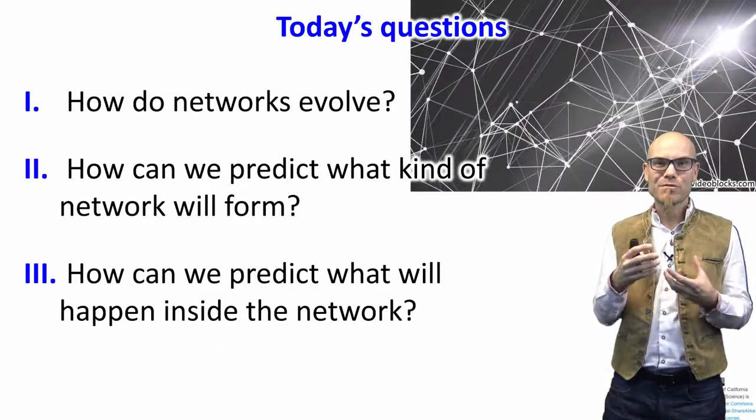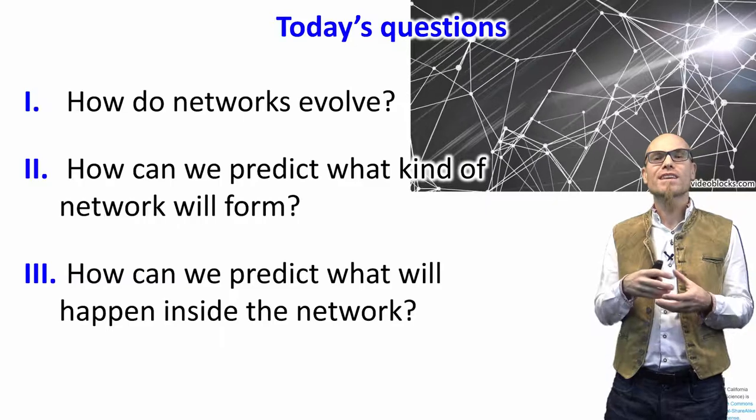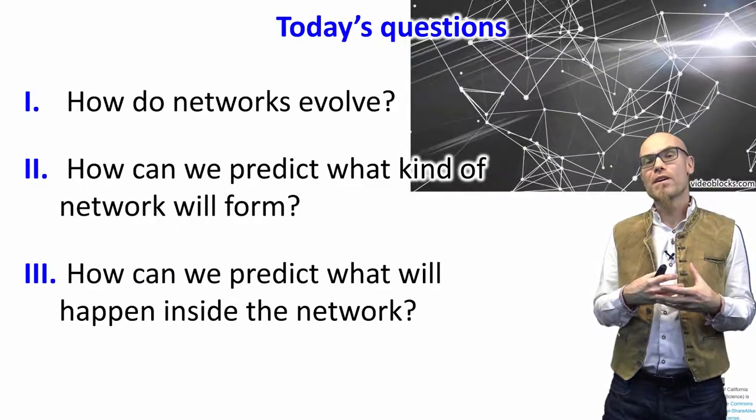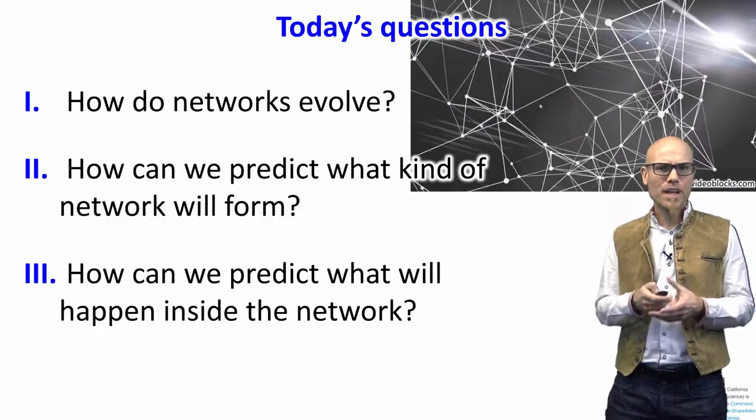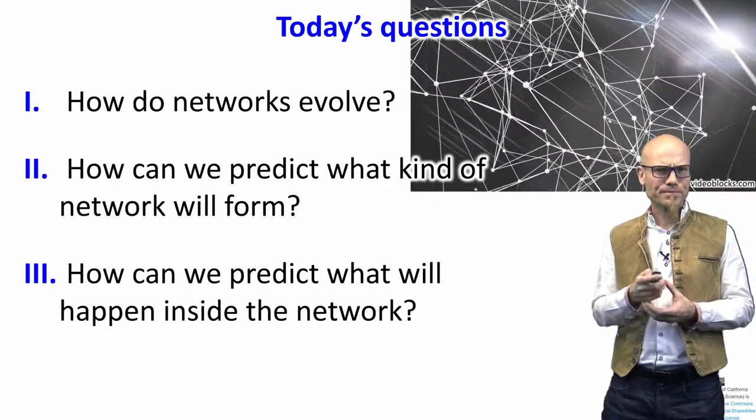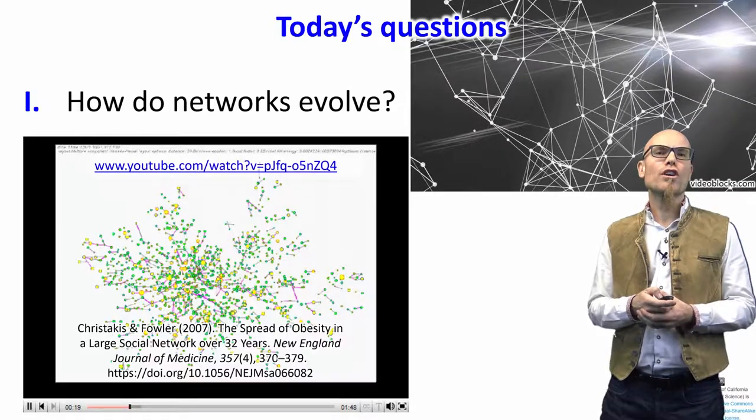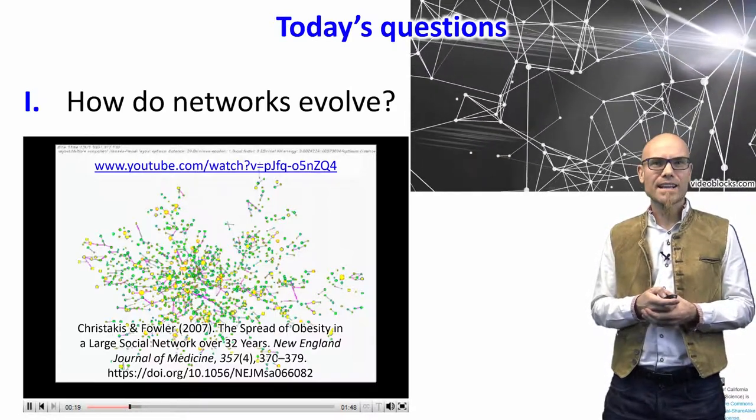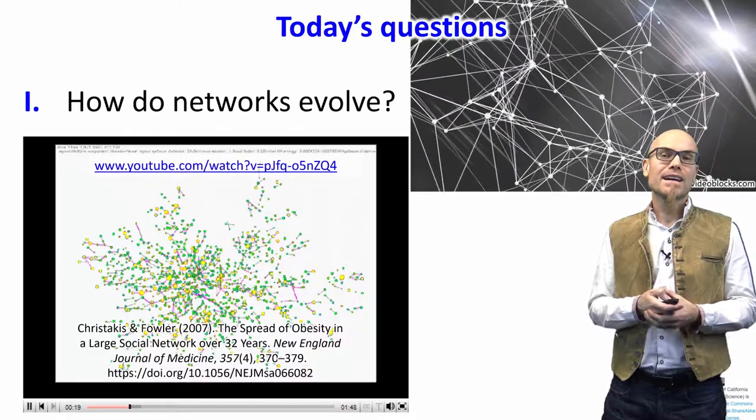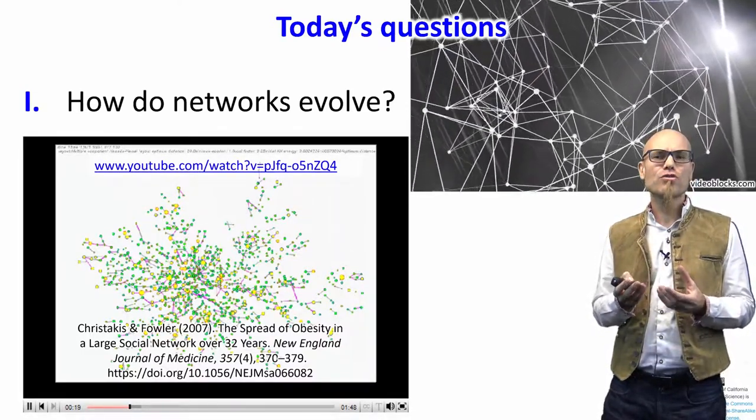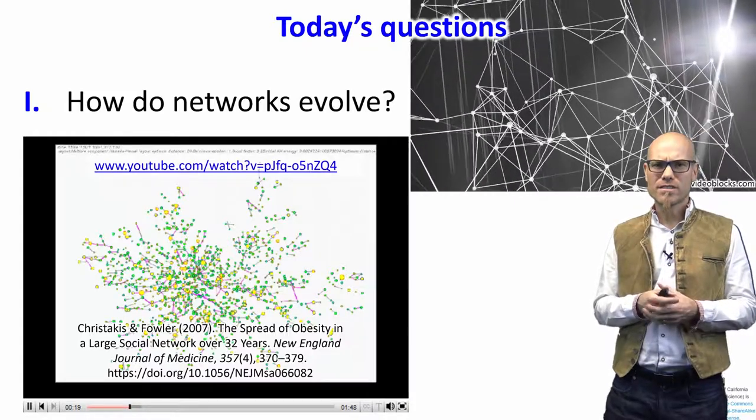So the first thing is the network itself changes, the nodes and the links change, and then in the third part, we will talk about dynamics that happen on the network. In order to get a better glimpse of that, I want to start by showing you this video of Nicholas Christakis and James Fowler from UCSD, about a network evolution over 32 years. Have a look.